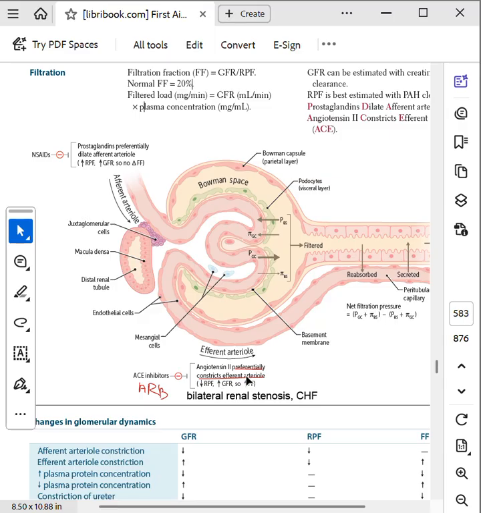Anyways, the constriction is done by angiotensin 2, and there are drugs like the ACE inhibitors, the Prils, all the Pril drugs, that act on the angiotensin 2 enzyme. The ACE inhibitors block it, which is why all the drugs like lisinopril, all the drugs that end in pril, inhibit the action of ACE. The angiotensin 2 levels decrease. Since the angiotensin 2 levels decrease, you usually see dilation in the efferent arteriole.